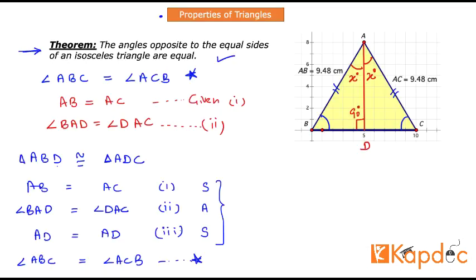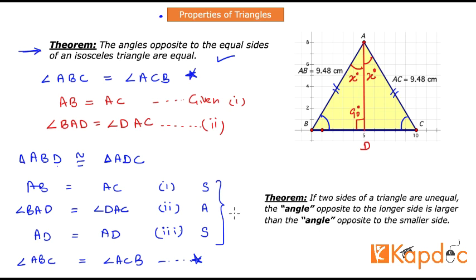Okay, so with the help of this, we can make a very good and easy conclusion that if two sides of a triangle are unequal, then the angle opposite to the longer side is going to be larger than the angle opposite to the smaller side. And we observed that with the help of a dynamic tool in which the angles were changing as we were changing the line segments.